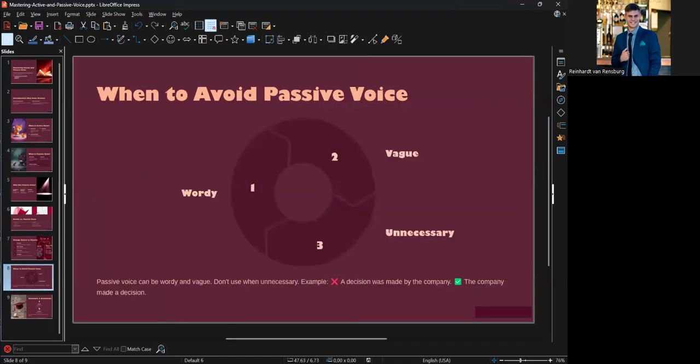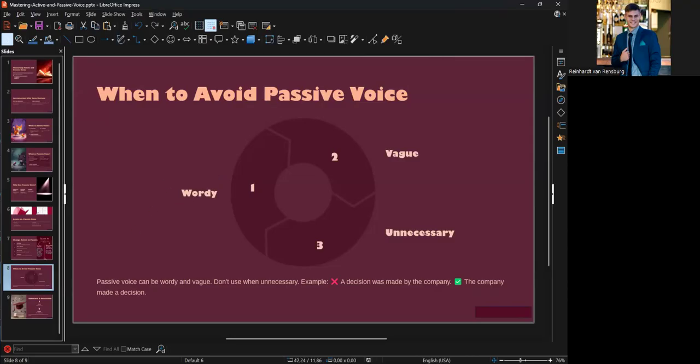Next up, we have when to avoid passive voice. Passive voice isn't always the best choice. Here are 3 situations where you should avoid it. First, when it makes sentences too wordy. An example of passive voice would be: a decision was made by the manager, and the active voice here would be: the manager made a decision. So, when it's too wordy.